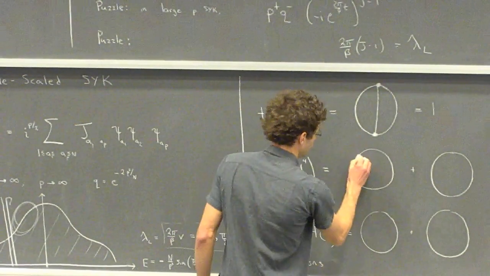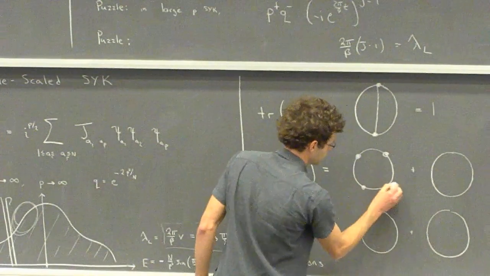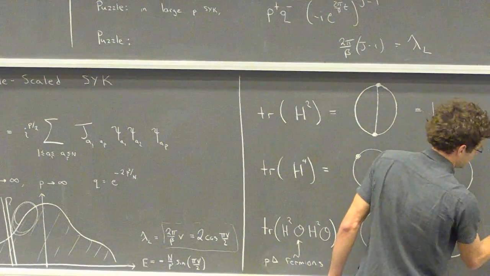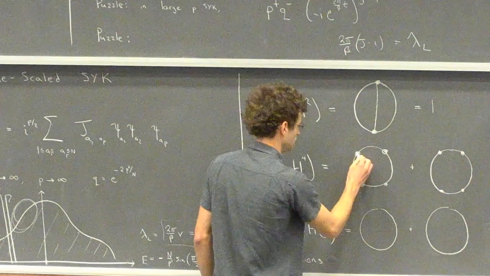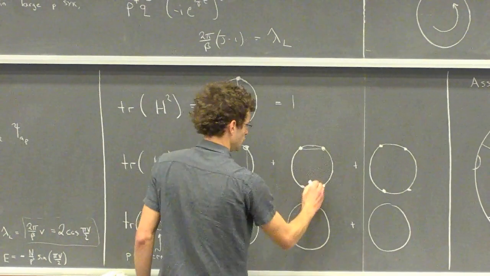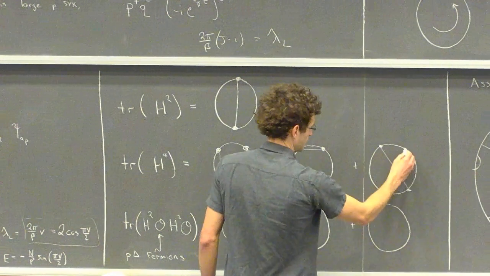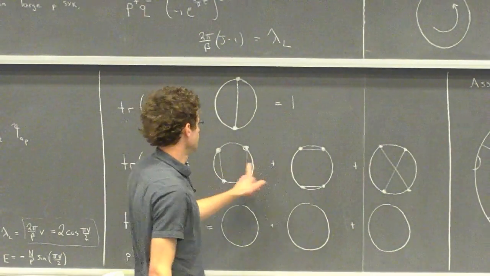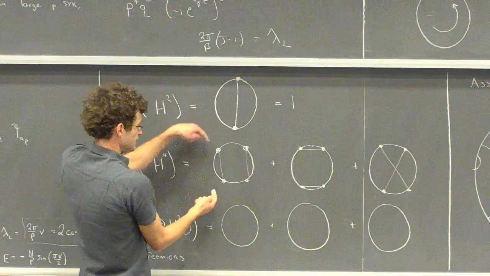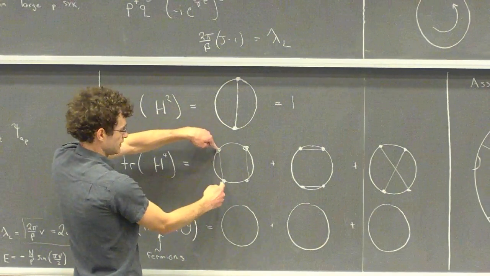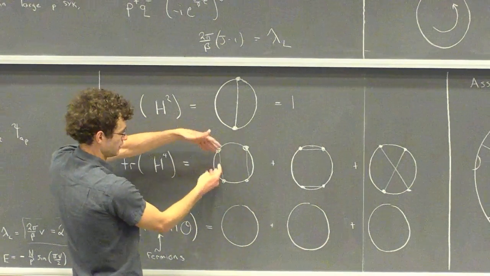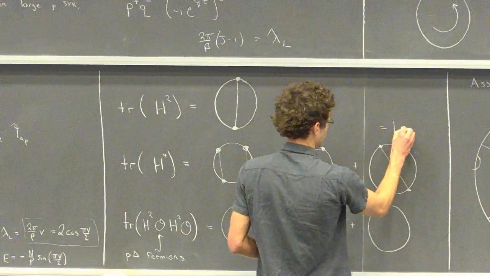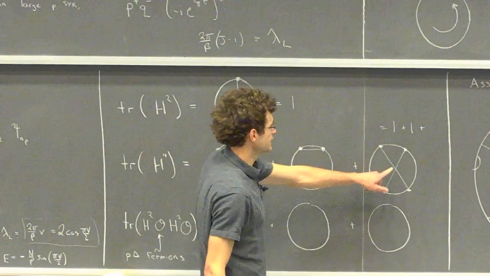OK, so now let's imagine computing trace of h to the 4th. To compute that, we put 4 of these dots for the Hamiltonian. And now we can contract in a few different ways. We can have this Wick contraction, we can have that Wick contraction, and we can have this Wick contraction. So these ones give 1 because these fermions get set equal to those fermions, and then you can move them next to each other. They multiply to give the identity. These ones the same. So this gives 1. So this is equal to 1 plus 1 plus this diagram is new.